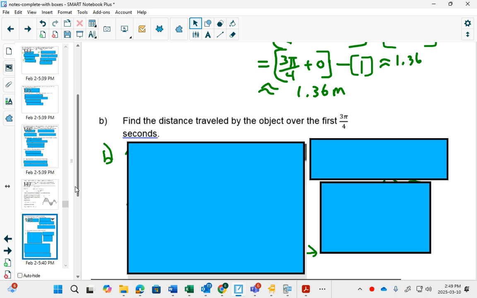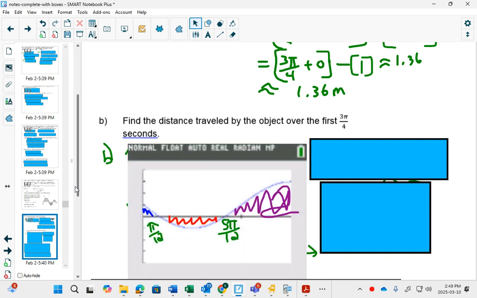In part B, now it's asking for the distance. If we look at a picture of our graph, in our displacement, it didn't matter that some was positive and some was negative. Your calculations took that into consideration. It subtracted that red part and added the blue and the purple parts. And we got that 1.36.